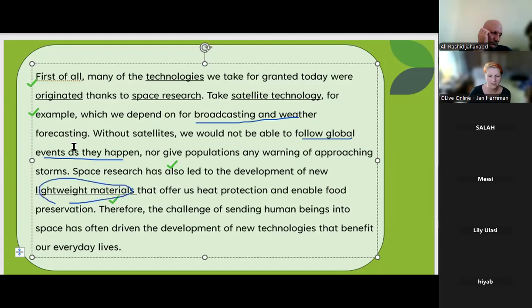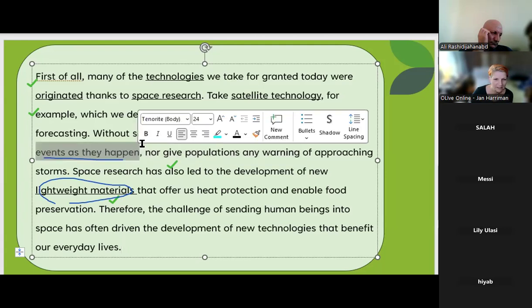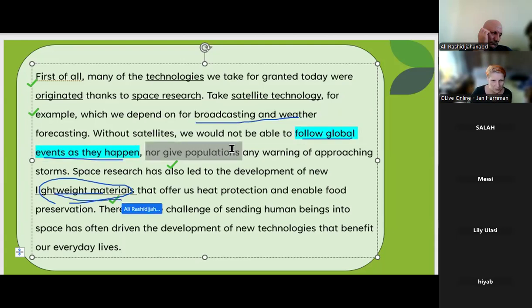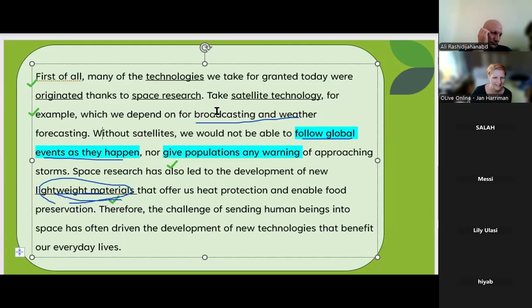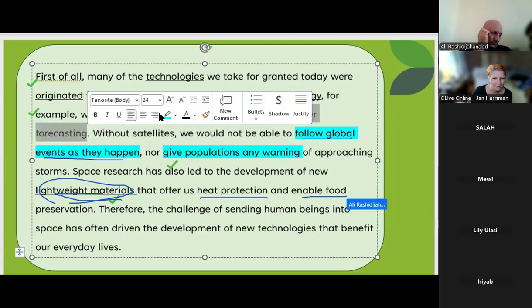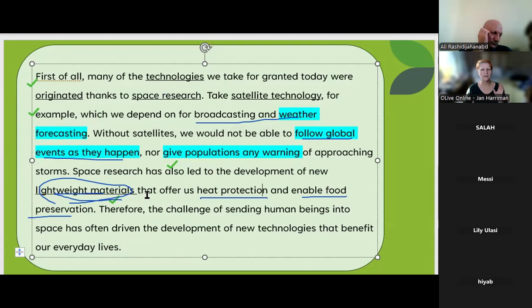So what we're trying to do is find the things that they wrote down in their plan. So yes, follow global events as they happen. Give populations warning. Right? So that's it. Weather forecasting and communication. So we're looking for the things that they wrote down when they were planning. You've got it. Really good.